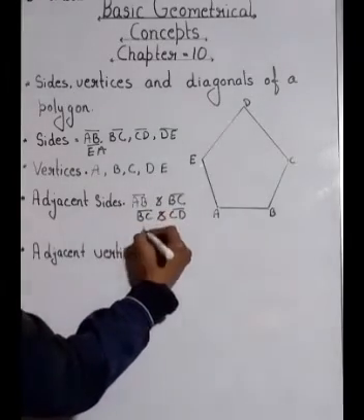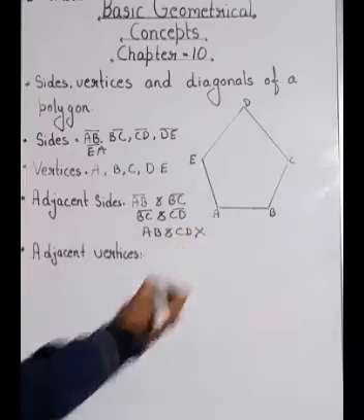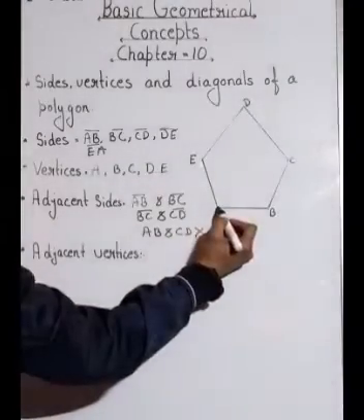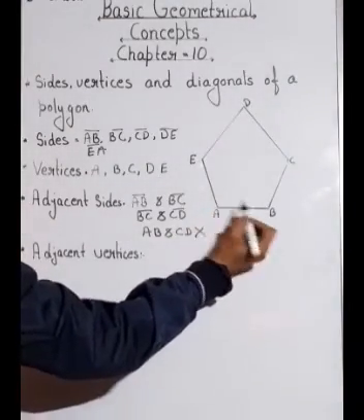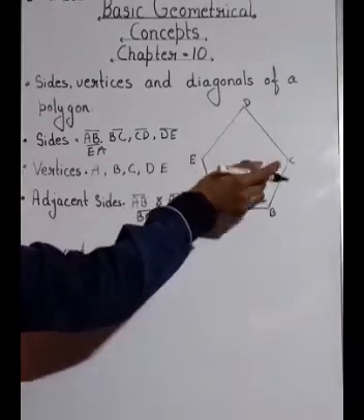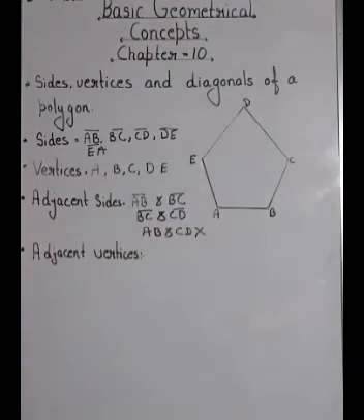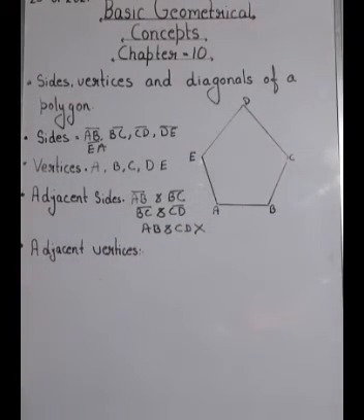But if I write AB and CD, they are not adjacent. Why? Because you can see that AB is having these endpoints, one is A, another one is B, but CD is having C and D. So no, they don't have any common endpoint, so they are not adjacent. Clear? Next we are having adjacent vertices.